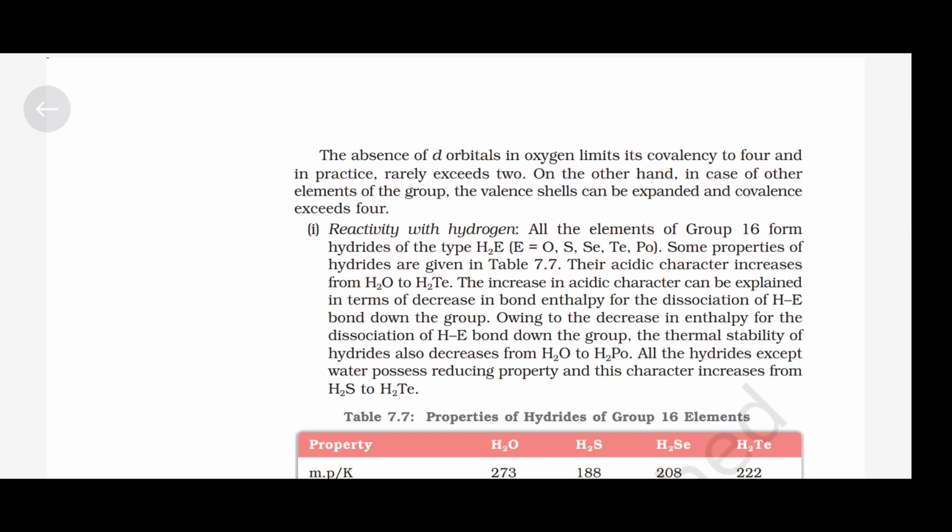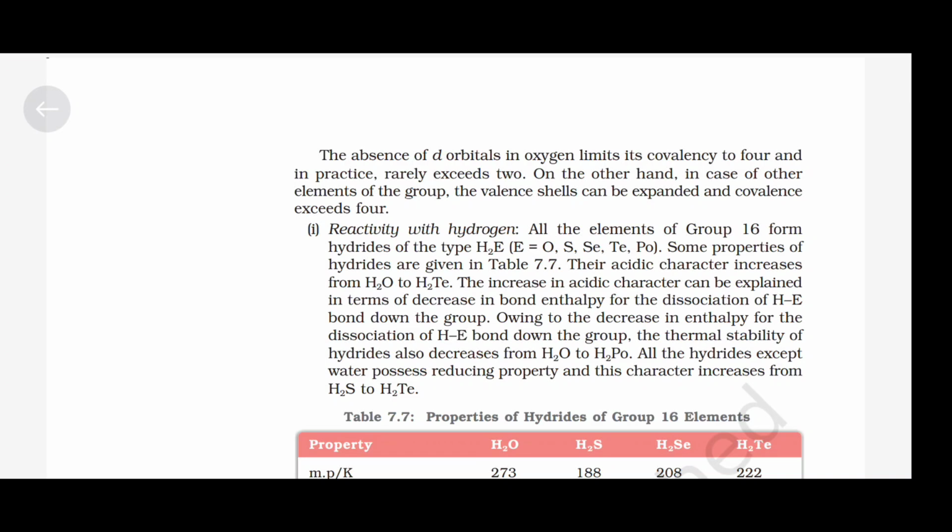The absence of d orbital in oxygen limits its covalency to 4 and in practice rarely exceeds 2. On the other hand, in case of other elements of the group, the valence shells can be expanded and covalency exceeds 4. Reactivity with hydrogen. All the elements of group 16 form hydrides of the type H2E, where E is the element of group 16, that is O, S, Se, Te. Some properties of hydrides are given in table 7.7.